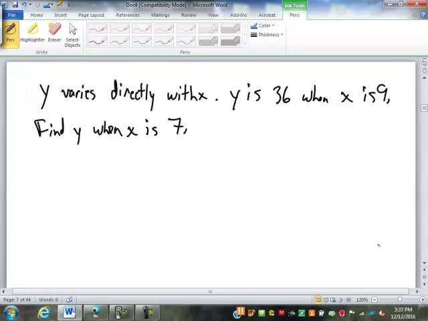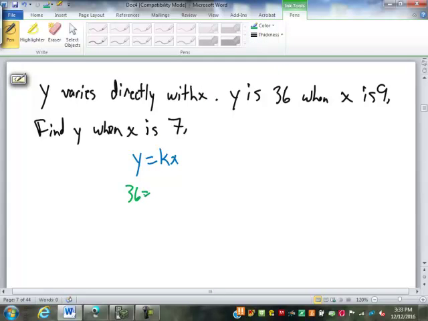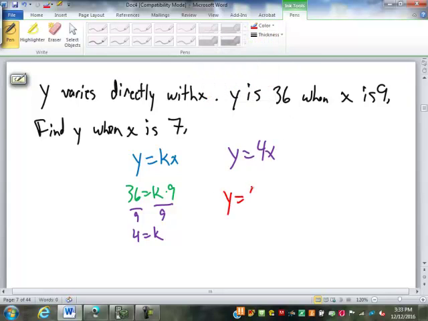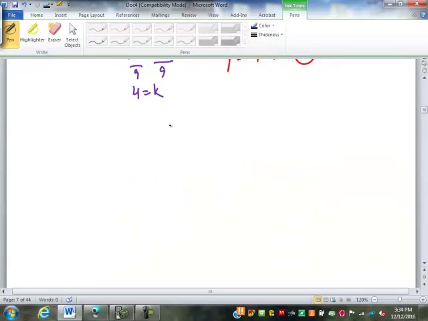So what'd you guys come up with for this? You know they vary directly, so Y equals KX. Y is 36 when X is 9. So what's K have to be? 4. So Y equals 4X. Put in 7 for X. Y equals 28. How many got 28? How about this one?